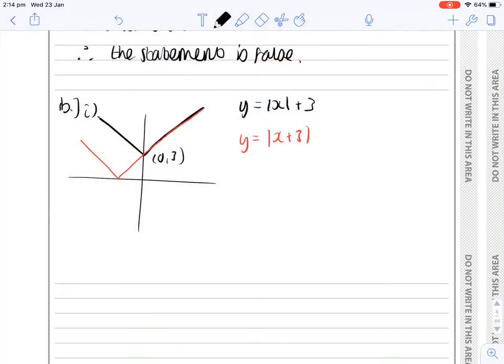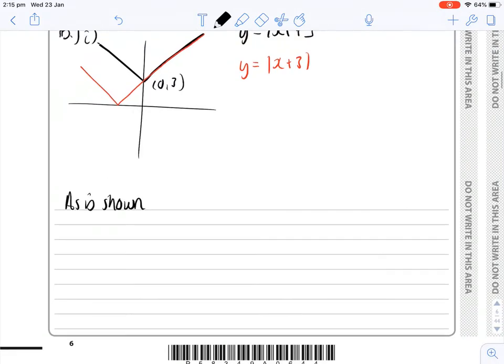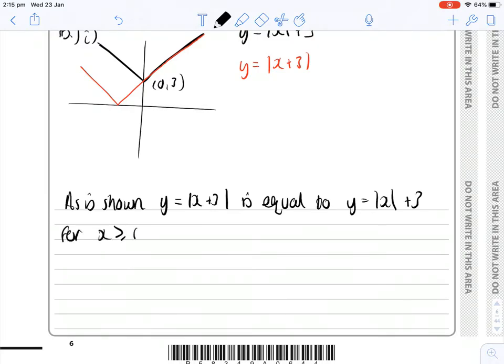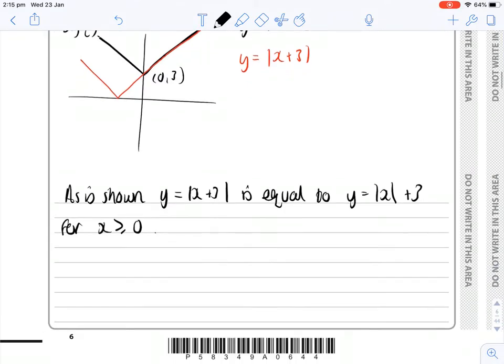So what we can say here is, as is shown, y equals the modulus of x add 3 is equal to y is equal to the modulus of x then add 3 for x is greater than or equal to 0, because we can see that they overlap on the same part of the graph there.